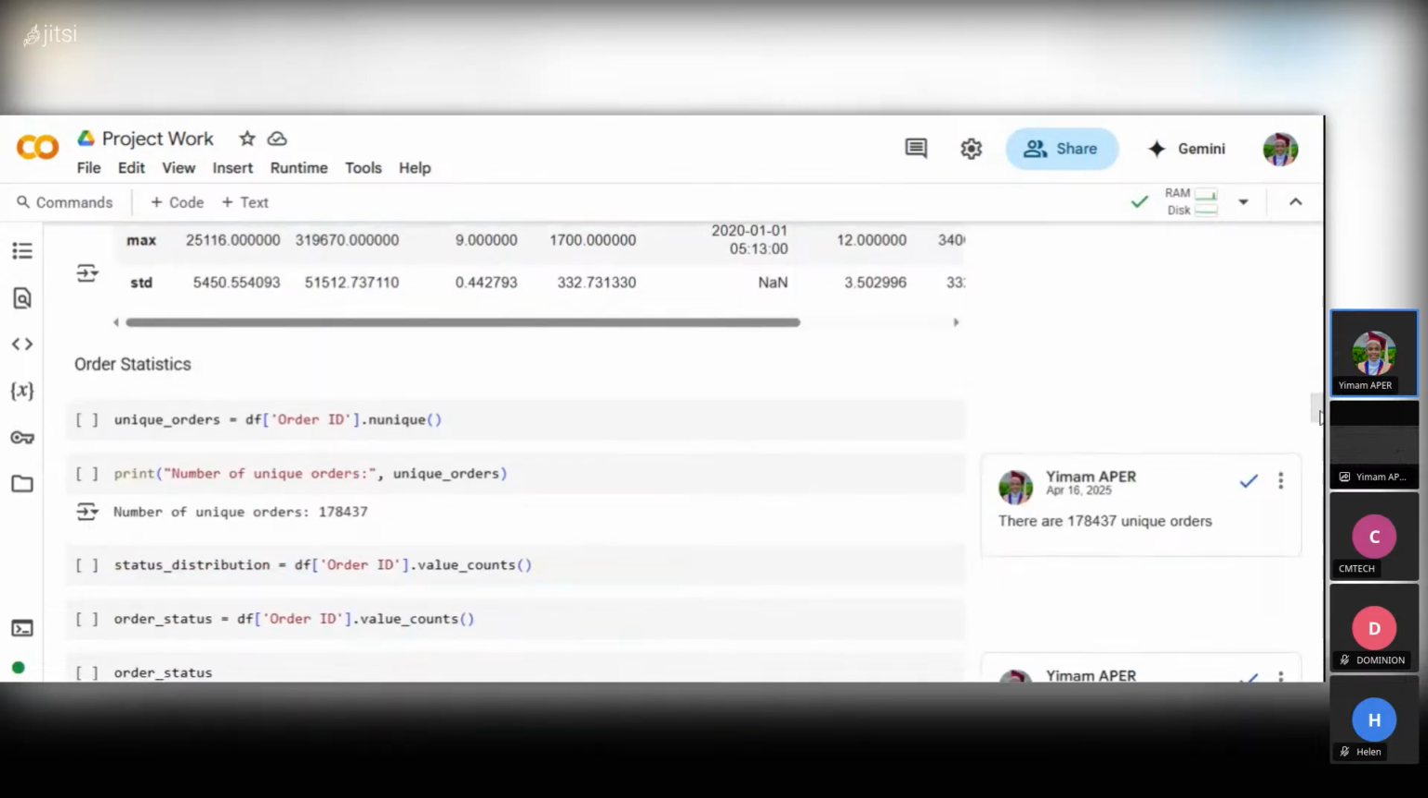They say we should check if there are unique orders. To check if there are unique orders, we say unique orders equals df Order ID, for us to know if there are. I'm coming, a second please, let me check this question number.